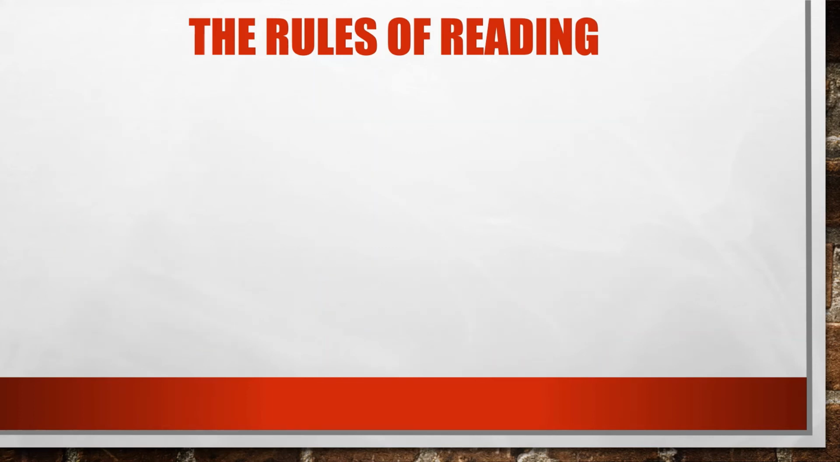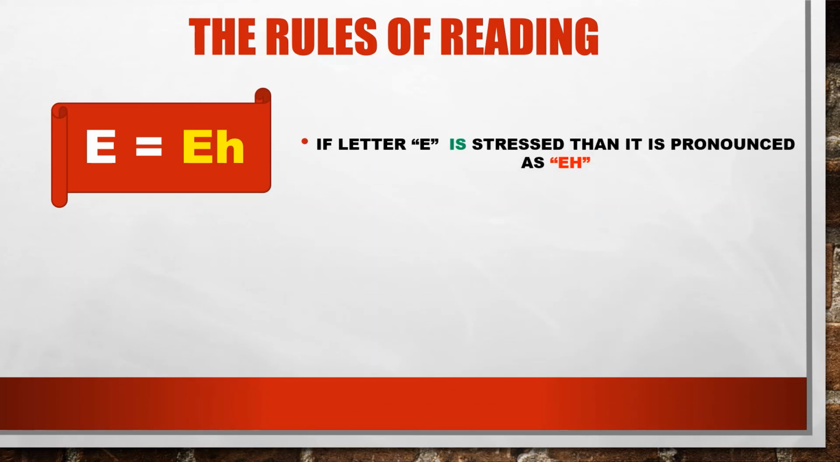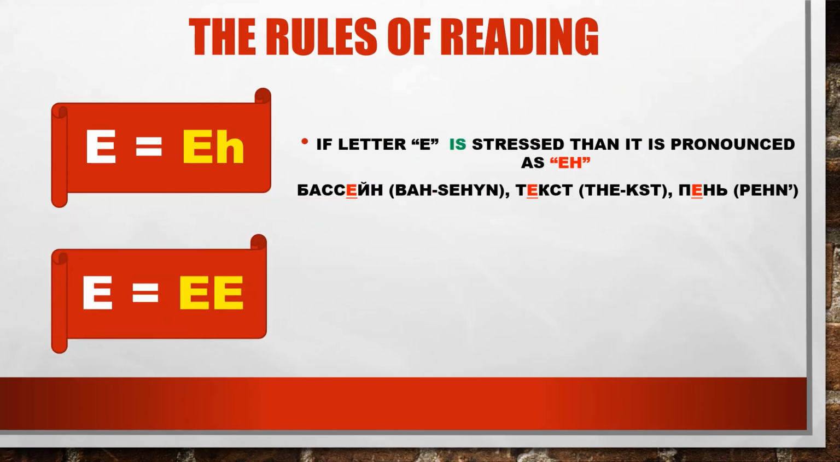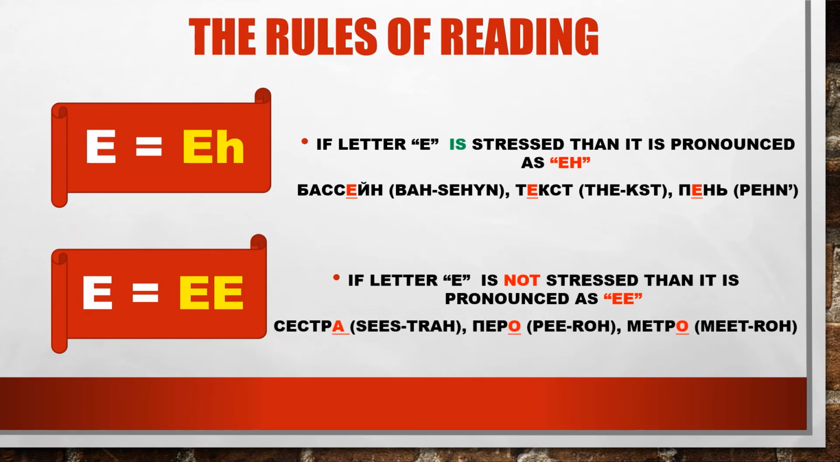Another interesting letter is the letter E. As we already had a look at before, it can be pronounced as a Y sound if it is found at the start of the word. Also, it can be pronounced as an E sound. If the letter E is stressed, then it is pronounced as a wide E sound, like in the words бассейн, текст, лес. If the letter E is not stressed, then it is pronounced as an I sound, like in the examples сестра, перо, метро. As you can see in all of these examples, the stress lies on the last syllable, and therefore the E before that syllable is not stressed, and it is pronounced as I.